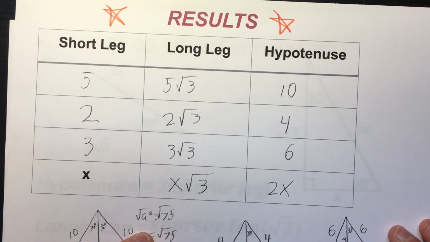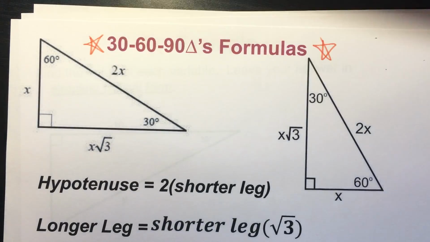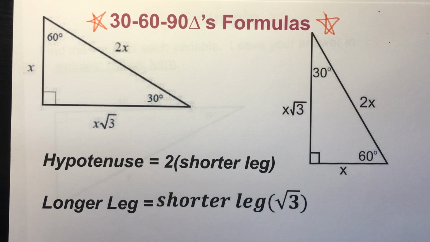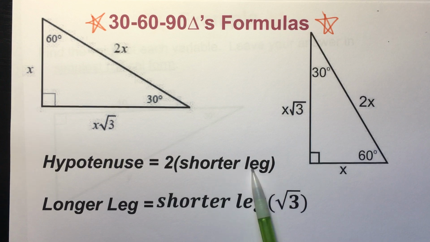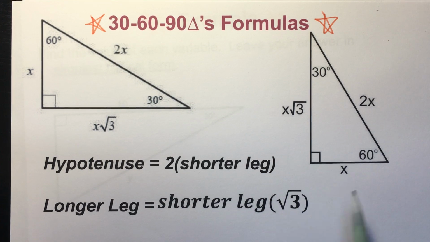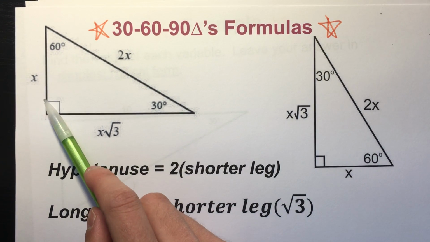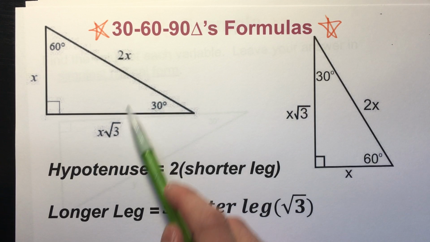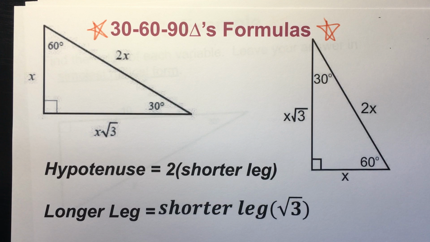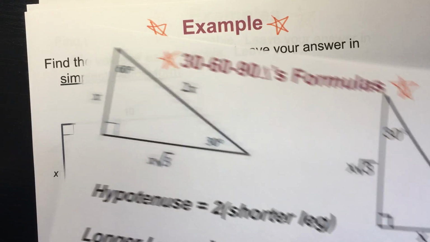And this will lead us right into our formulas that we'll be using for the 30-60-90 triangle. So our hypotenuse is just going to be 2 times the length of the shorter leg, and our longer leg is going to be the shorter leg times the square root of 3, as we can see in these diagrams. x times square root of 3, 2x, x times root 3, 2x. So these we will use going forward, and they'll be very important with solving 30-60-90 triangles.